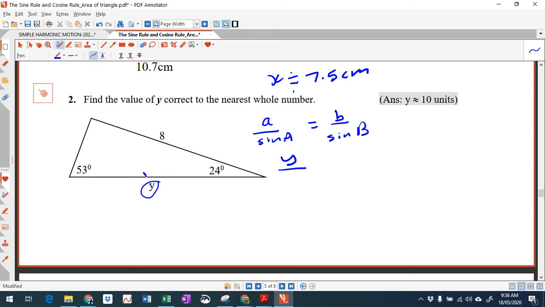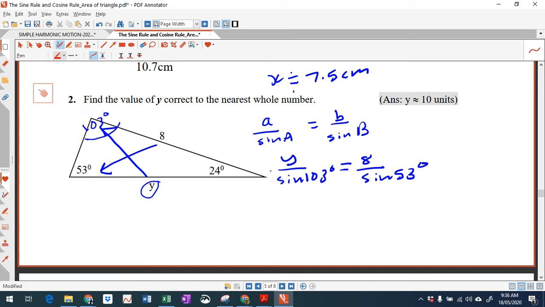The angle opposite that side is here. What is that angle? I can work it out. 53 plus 24 is 77. Take that away from 180, and that's 103, so this angle is 103 degrees. So it'll be y over sine 103 degrees equals 8, my other side, and the angle opposite that side is 53 degrees, so sine 53 degrees.